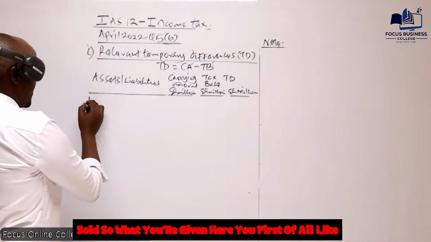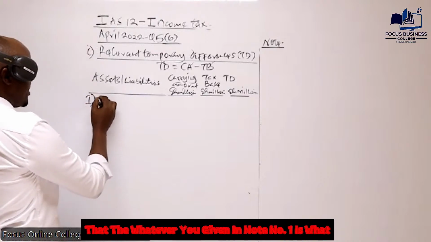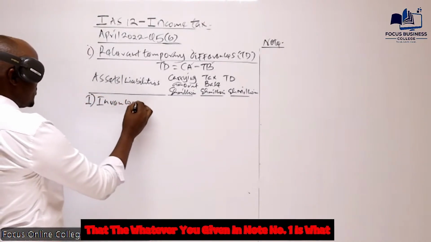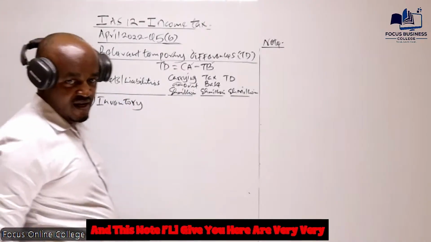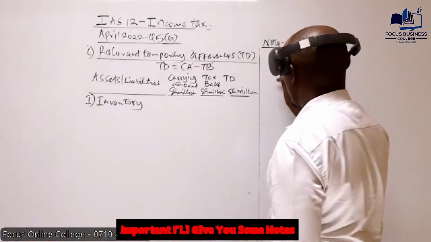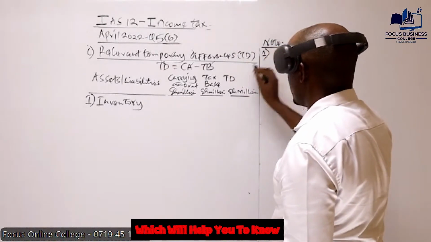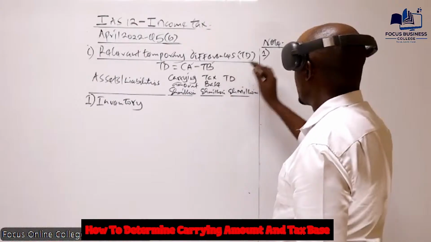So what you're given here, you first of all write that whatever you're given in note number 1 is inventory. These notes I will give you here are very, very important. I'll give you some notes which will help you to know how to determine carrying amount and tax base.